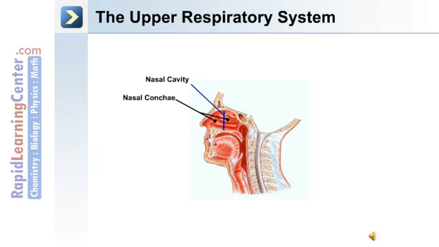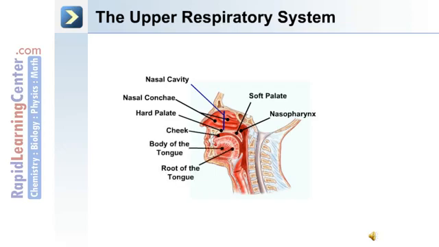The nasal cavity, as we mentioned, contains the nasal conchae. And the nasal cavity is separated from the mouth through the hard palate and soft palate. At the posterior end of the nasal cavity is the nasal pharynx. Structures of the mouth include the cheek, the body of the tongue, and the root of the tongue. A key bone in this area is the hyoid bone, and it's attached to the larynx. The oral pharynx is at the back of the mouth, and the epiglottis closes the glottis during swallowing to protect the airway.